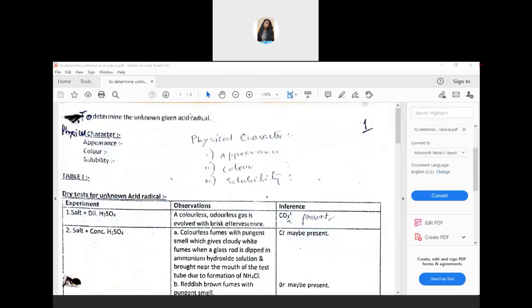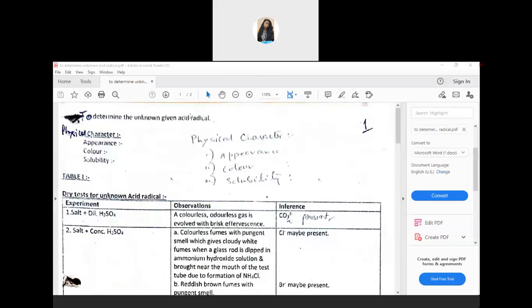You have checked that first. Next, you have to do a dry test to know the unknown acid radical. Next, you have to do a wet test for the unknown acid radical. Got it? So first, you have to do the dry test. Dry test means you cannot use water or any solvent. It should be dry. In whatever apparatus you want to do this test, that should be a dry apparatus. Got it?